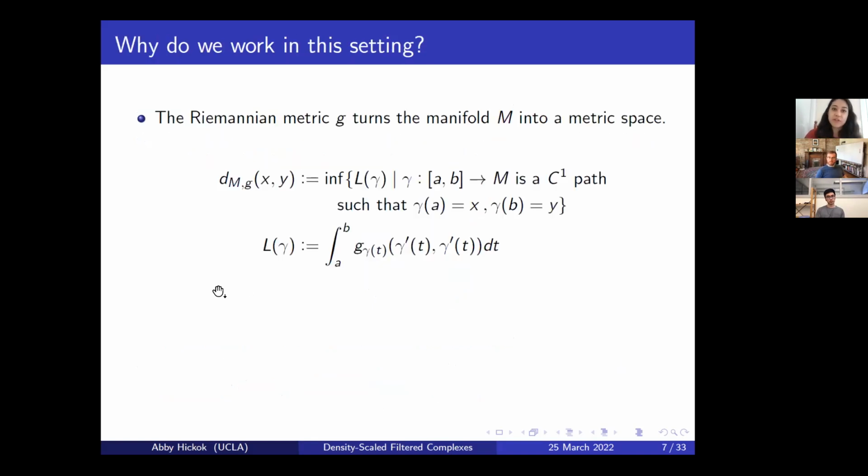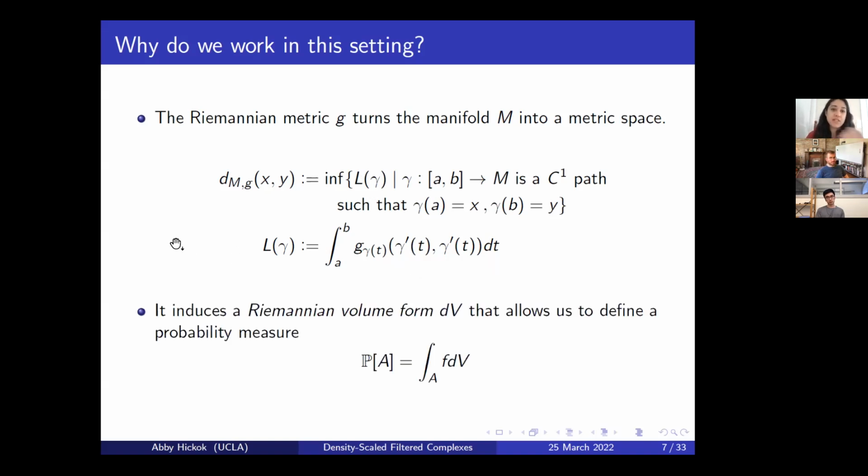The reason we're working in this Riemannian setting is twofold. First, this is what turns the manifold into a metric space. We can define the Riemannian distance between two points to be the infimum of path lengths between those two points, where the path length is defined using the Riemannian metric. The second reason we need a Riemannian metric is that it induces this volume form dV that allows us to measure infinitesimal volumes and actually make a probability measure, where the probability of some subset A is the integral over A of the probability density function times the volume form.